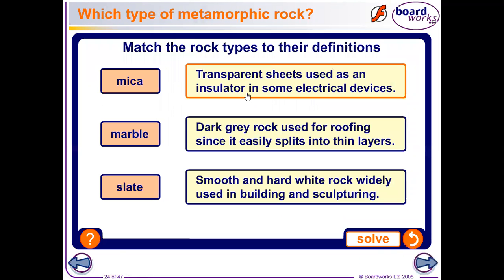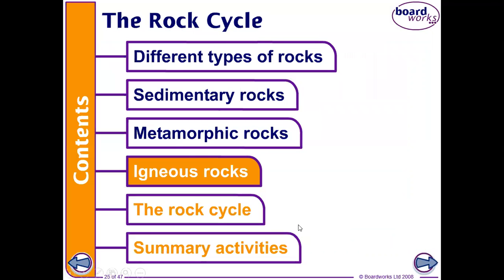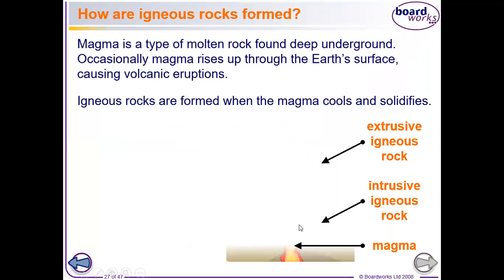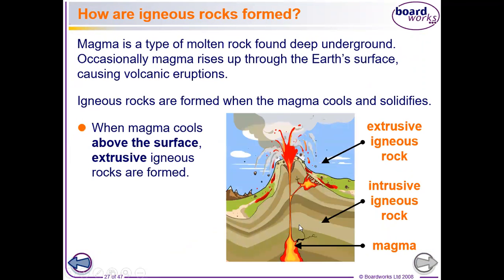Okay, let's move on to this one. This is the igneous rock, guys. We already talked about it. We have the extrusive igneous rock and the intrusive igneous rock. Guys, which one has the big crystals? Intrusive. Yes, intrusive, well done.